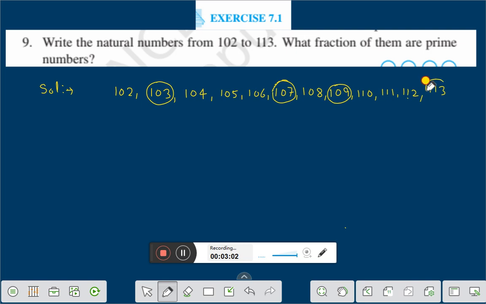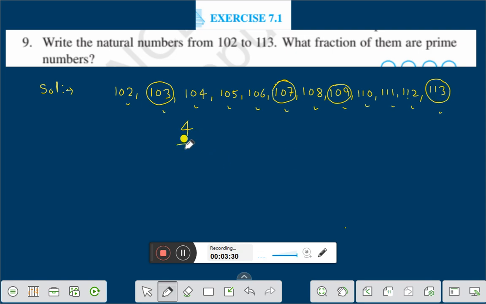113, prime number, right? There are 4 prime numbers, right? It is 103, 107, 109, and 113. There are 4 prime numbers. And how many total numbers? 1, 2, 3, 4, 5, 6, 7, 8, 9, 10, 11, 12. That means 12 natural numbers.